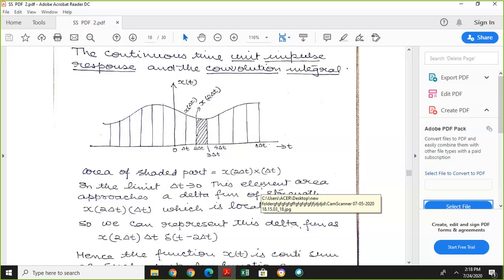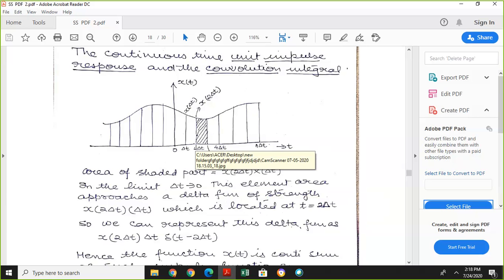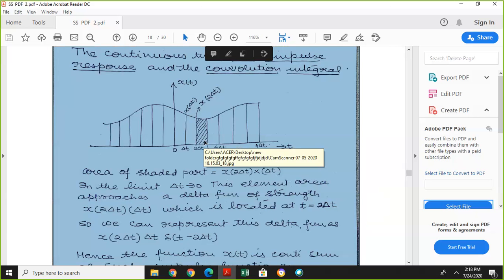In the limit, if this del t approaches 0, if the width of this area becomes 0, then what will happen? This area represents an impulse function. If the width of this area approaches 0, then this area represents an impulse function situated at this position. Clear?